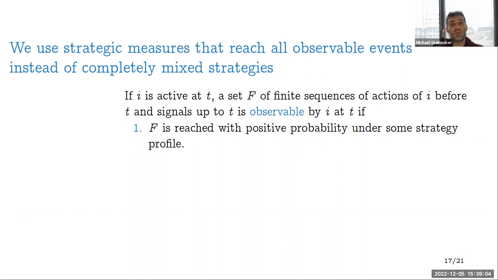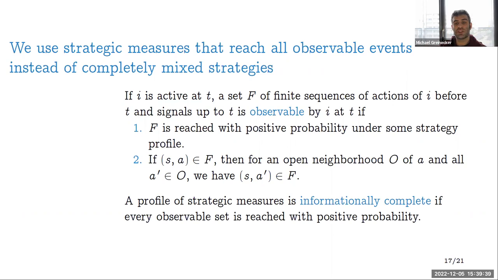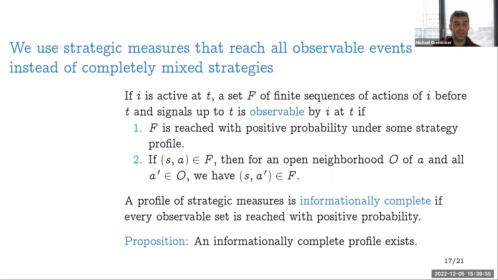And the other condition is the slack condition on actions. If a certain sequence of signals and actions is in the set, then there must be a small open neighborhood of this sequence of actions, so that if we change the actions to something in this neighborhood, it is still in the set. This is what allows us to introduce a little bit of slack, and it's actually possible to put positive probability on these objects. So we say a profile of strategic measures is informationally complete. This is our analog to strategies in which all information sets are reached with positive probability in finite games. If every such observable set is reached with positive probability, and luckily this stuff actually exists.